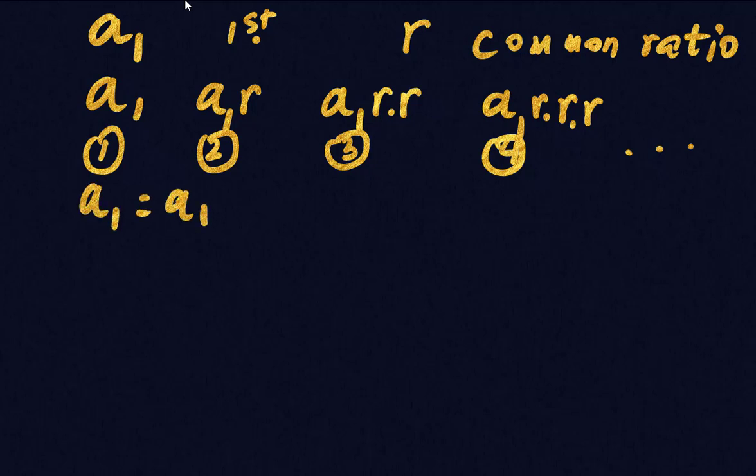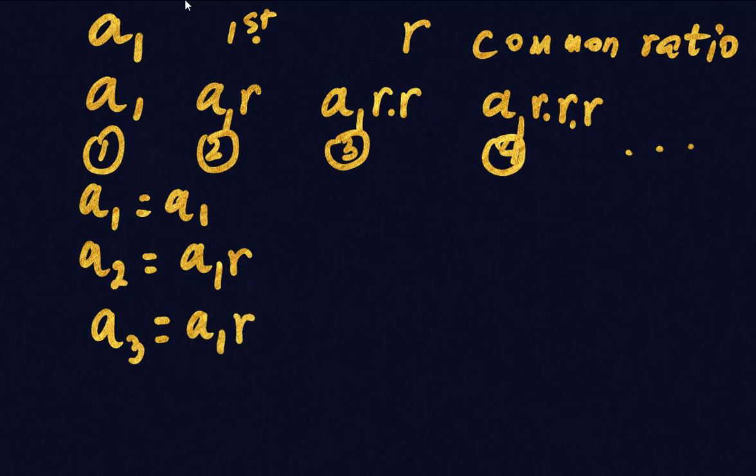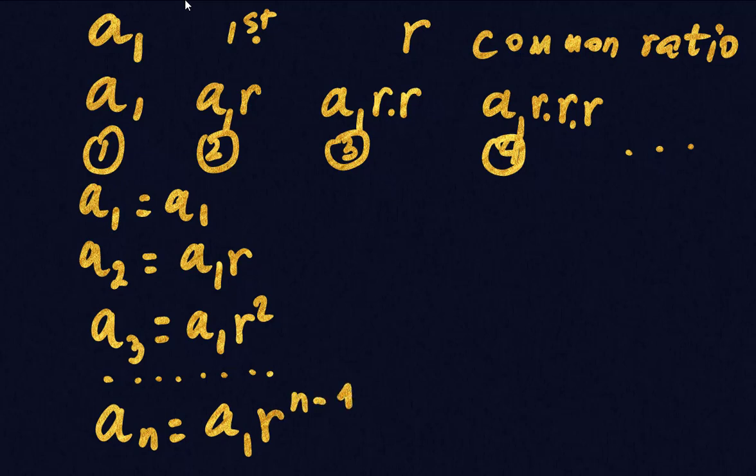So we can say A1 is equal to A1, A2 is equal to A1 times R, A3 is equal to A1 times R squared, and we continue until we get to An, with the nth term equal to A1 times R to the power of n minus 1. Okay?